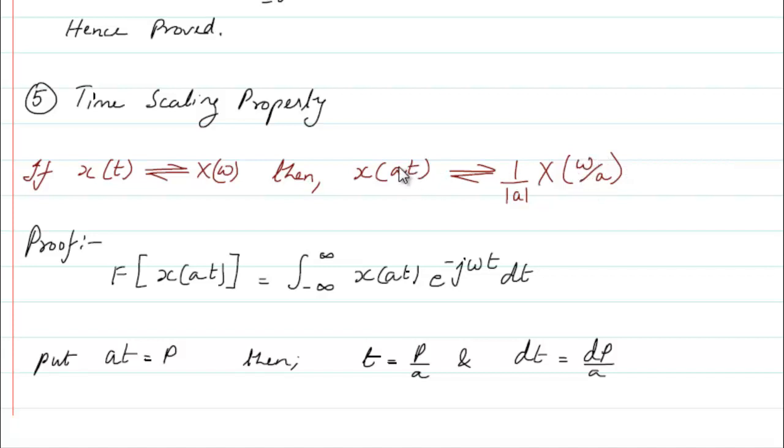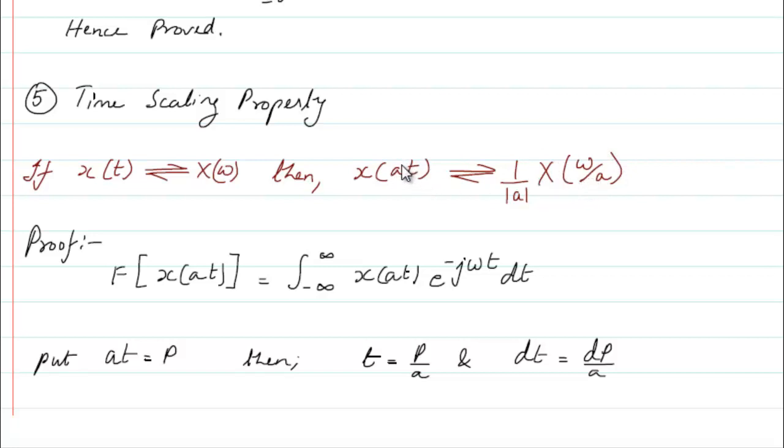So if, suppose, a is greater than 1, then it is basically time expansion. If this is time expansion, here what has happened? Division. So in the frequency domain, it is going to be compression. If it is expansion here, it is going to be compression there.